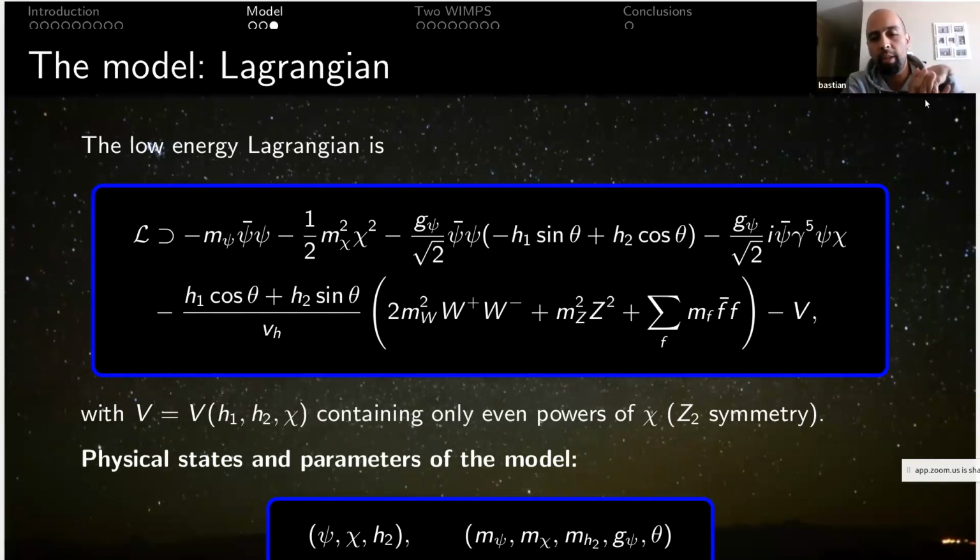So the model itself, in the potential, you have more interactions between H1, H2, and the pseudo-scalar. I didn't want to put everything, it's too long. But the thing is, in the potential, you only find even powers of this chi, which resembles this Z2 symmetry.